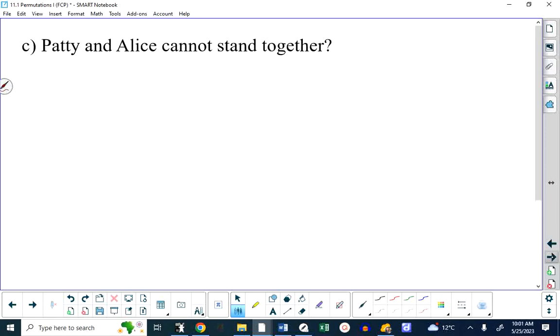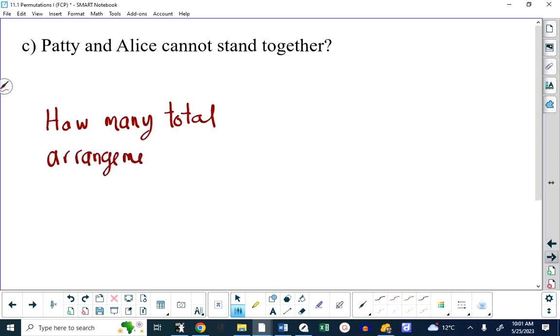Patty and Alice cannot be together. Listen, if you try to figure this out like it's a puzzle, you'll go insane. Okay? You can't figure it out by putting them in a line. Let's find out how many total arrangements there are. Well, that's easy. That's 8 factorial. Forget about who's standing where.